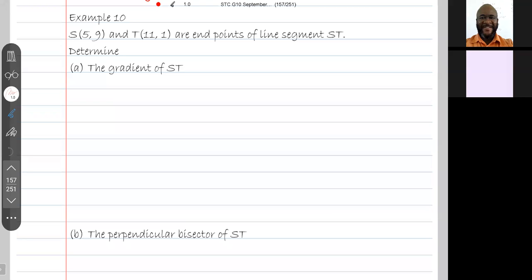All right, example 10. Example 10 says S, which is (5, 9), and T, which is (11, 1), are endpoints of line segment ST. So if I wanted to, I could draw a diagram of this. I didn't need to because you don't need to draw the diagram to answer the question. But I could if I wanted to, especially if I want you to have a visual appreciation of what you're doing.